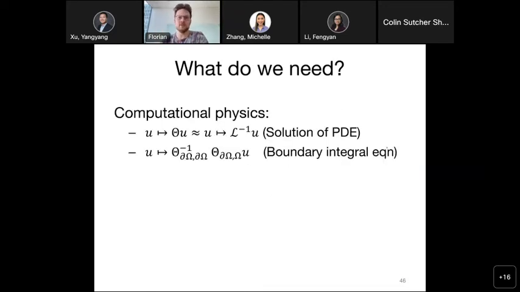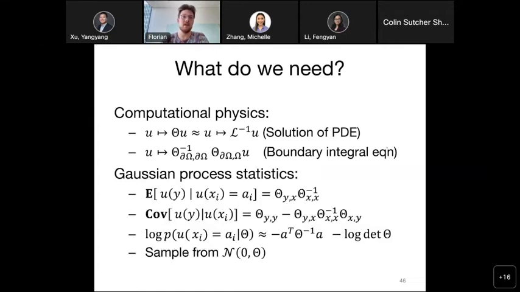And in these applications, we're typically interested in computing matrix vector products with this kernel matrix, or to compute matrix inverse vector products. Similarly, in Gaussian process statistics, again, we're interested in computing the conditional mean, the conditional covariance, in computing log determinants, or sampling from this Gaussian process.